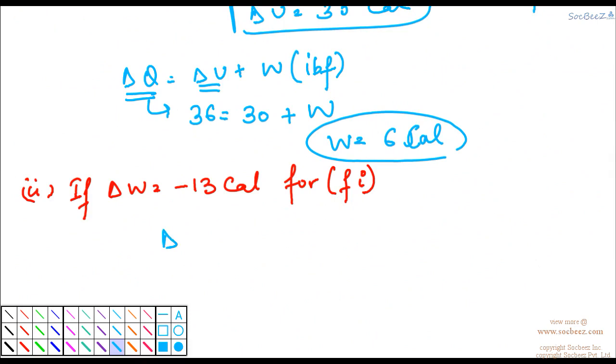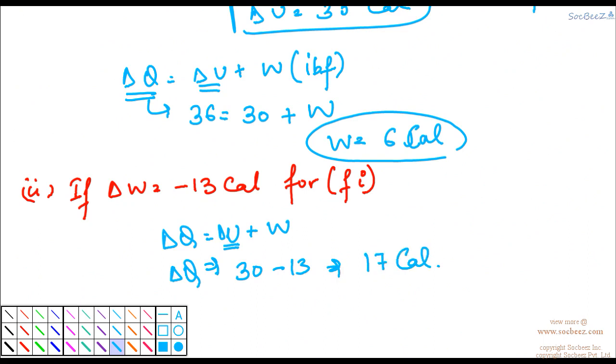What is the delta Q for this path? You have to find it. So delta Q for this path would also be delta U plus work. Delta U, we know, is always the same, dependent only on the initial and the final state. So it would also be 30 over here minus 13. So it would be nothing but 17 calories.